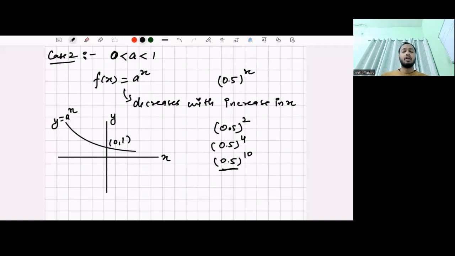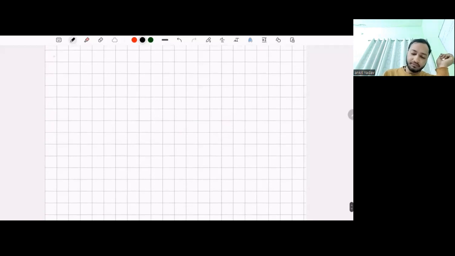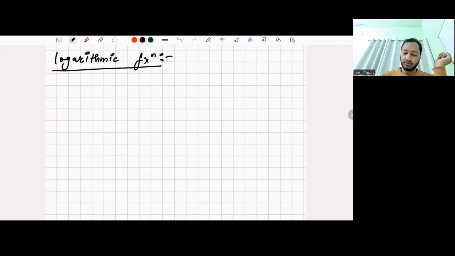Okay, major part of functions we have discussed here, ठीक है, now the last section of this video we have logarithmic function. Logarithmic function, this is the last section of the video.